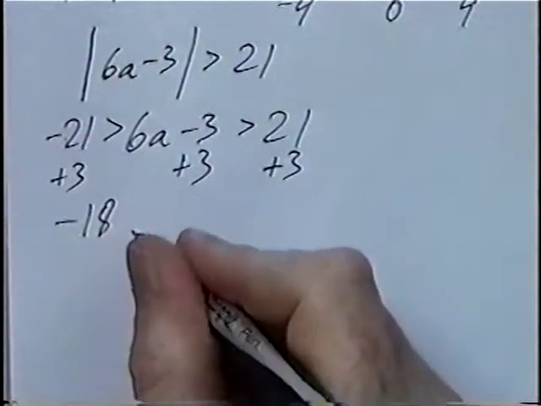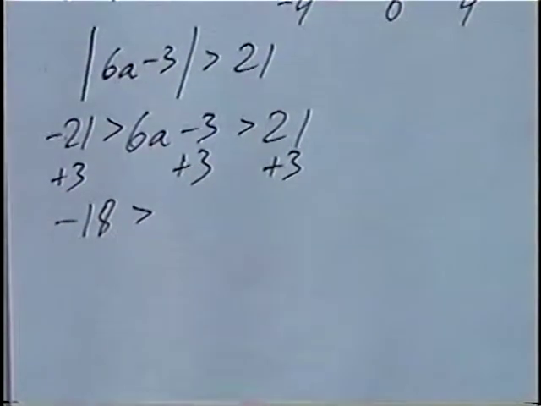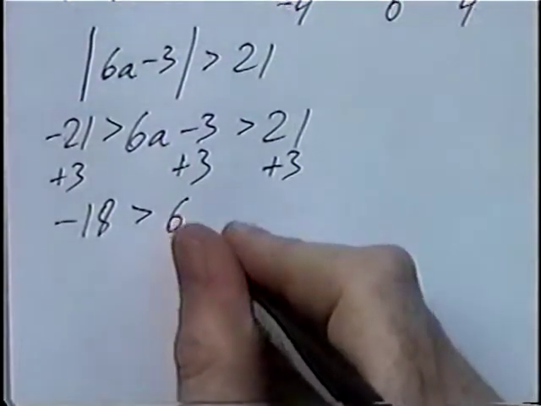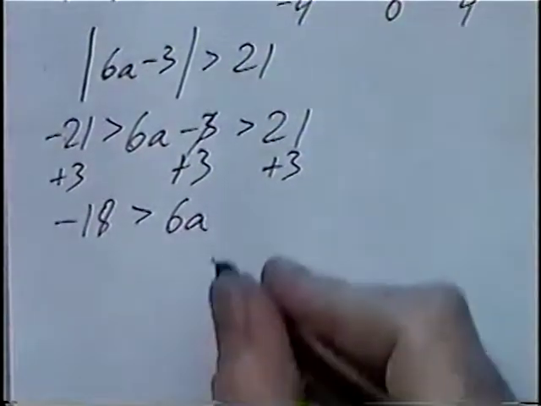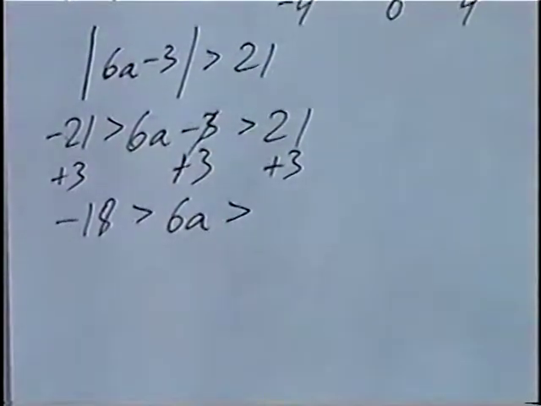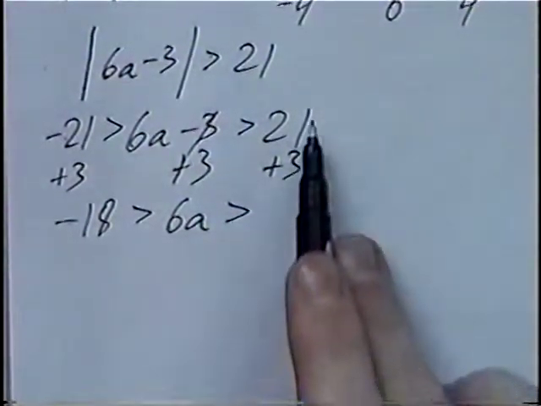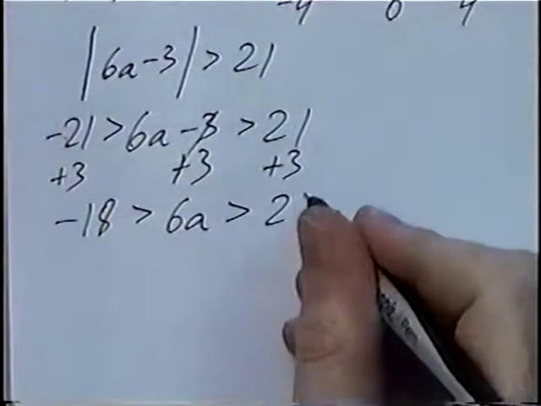Negative 21 plus 3 would be negative 18. The inequality stays the same when we add numbers to each side. 6a would stay the same. Negative 3 and plus 3 would cancel. Greater than inequality stays the same, and 21 plus 3 would be 24.